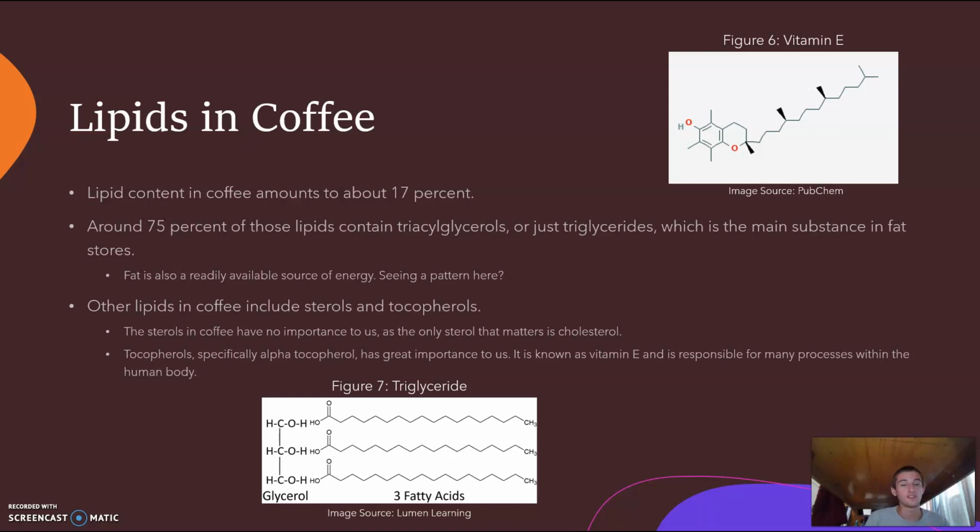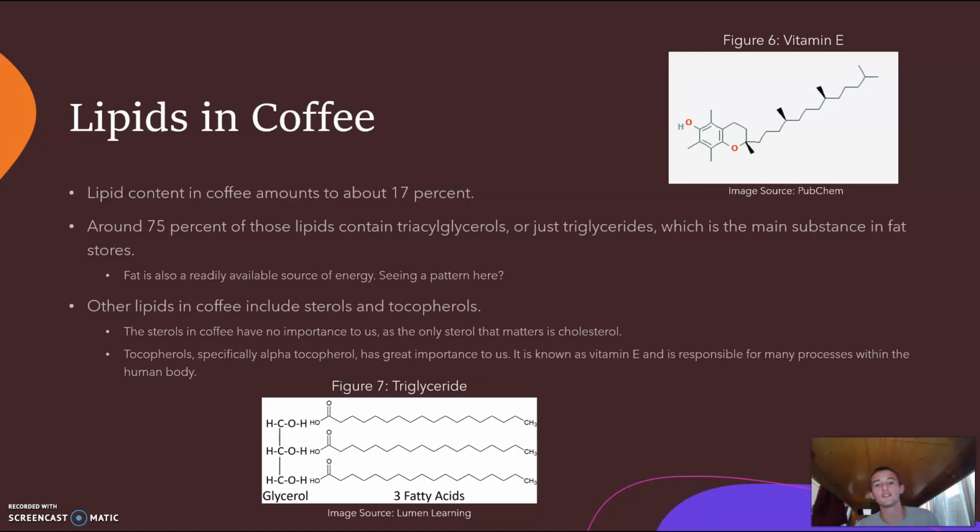Other lipids include sterols and tocopherols. Sterols in coffee don't have an effect on our body because the only sterol that is important in the human body is cholesterol, and that comes from animal proteins. And then tocopherols, specifically alpha tocopherol, that's known as vitamin E. And vitamin E has very important functions in our body. It's an antioxidant. It helps get rid of free radicals. When you exercise or when you put your body under stress, it'll help get rid of those free radicals and protect your cell membranes from damage.